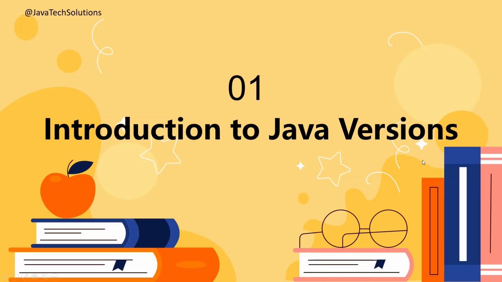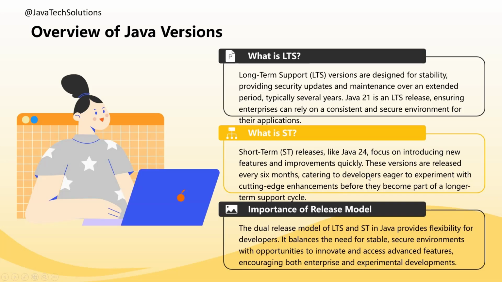So, what is LTS? LTS means long term support versions, which are designed for stability, providing security updates and maintenance over an extended period, typically several years. As you know, Java 21 is a long term support release. It ensures enterprises can rely on a consistent and secure environment for their applications. So this is long term support.